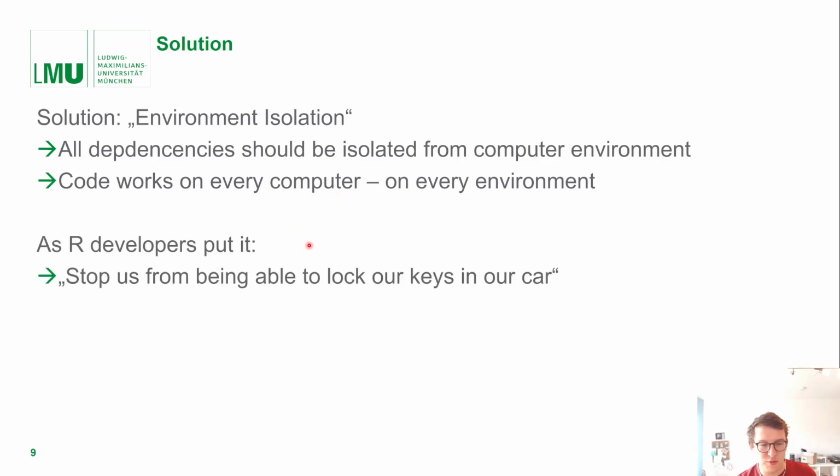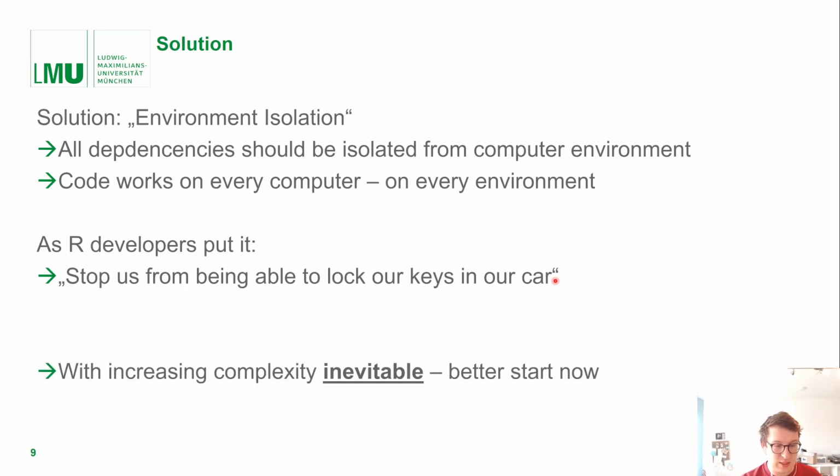And I saw a nice video of the R developers as preparation for this class, and they put it like this: using something like renv stops us from being able to lock our keys in our car, because if you do this, dependency errors and issues won't happen to you anymore. And they use this metaphor of locking your keys in your car, because then you're in this well-known deadlock situation which can't really be resolved anymore, and can be really horrible also when it comes to reusing code. And with increasing complexity, this becomes really inevitable.